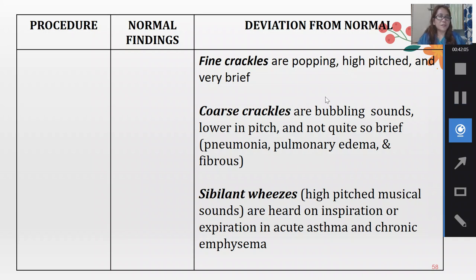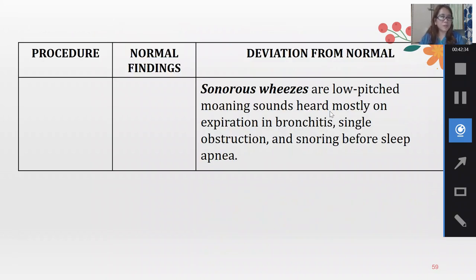Okay. So, there are different types of crackles. Fine crackles are popping, high pitch, and very brief. The coarse crackles are bubbling sounds, lower in pitch, and not quite so brief. Could be a sign of pneumonia, pulmonary edema, and fibrosis. Sibilant wheezes are high-pitched musical sounds heard on inspiration or expiration in acute and chronic asthma patients. So we have also sonorous wheezes. These are low-pitched moaning sounds heard mostly on inspiration in bronchitis or airway obstruction, or in snoring before sleep apnea.